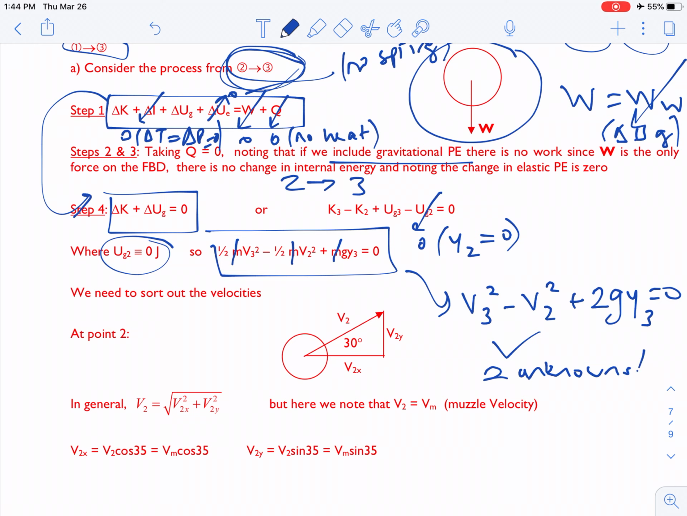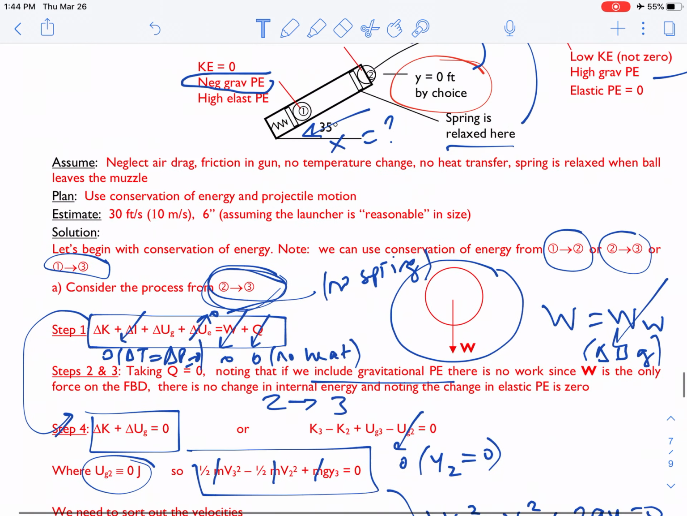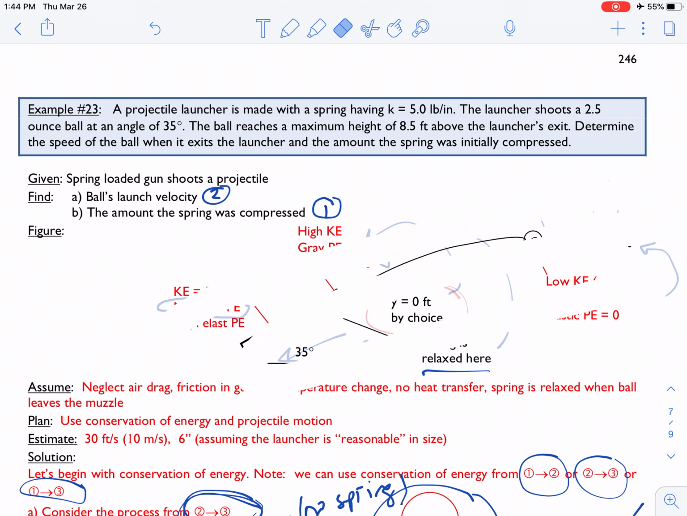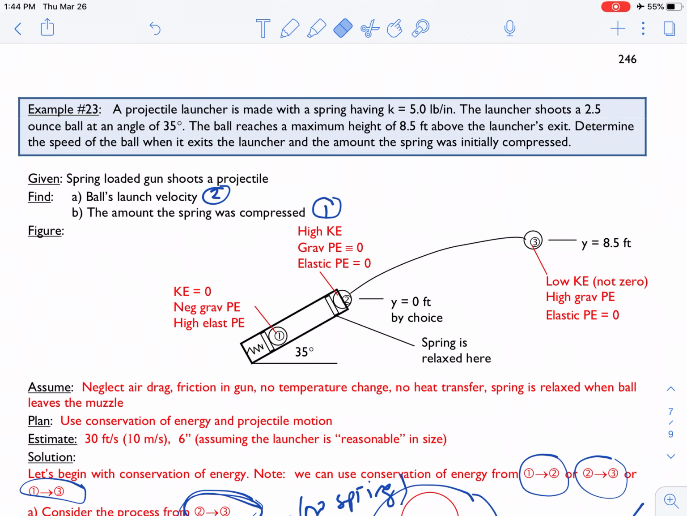At this point, I want you to think about it first. You can pause it and think about it and then come back. We are going to make use of projectile motion, what we know about projectile motion. First of all, remember that I'm going to clear up some stuff here. Remember that this 8.5 feet is the maximum height.